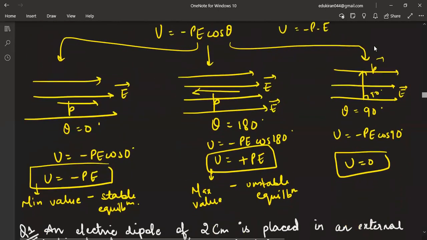Again, statement-based questions do come from this part more than the numericals. Potential energy is minus PE cos theta. If you put theta as 0 degree, that is dipole and electric field both parallel to each other, the minimum value exists and it is in stable equilibrium. Then the maximum value is unstable equilibrium, when both are anti-parallel, making an angle of 180 degree. And when the dipole is kept perpendicular to the electric field, at 90 degree, directly you will say it is 0.